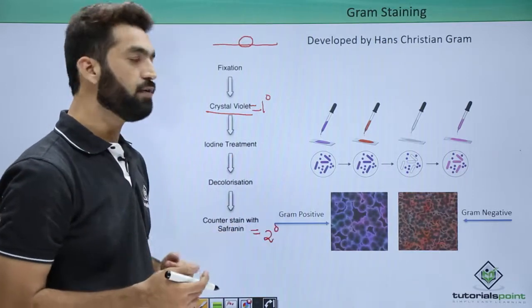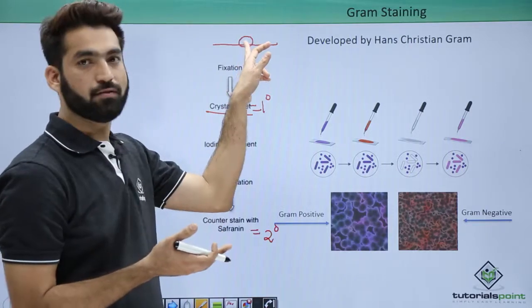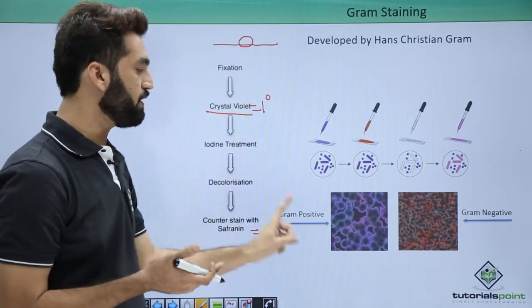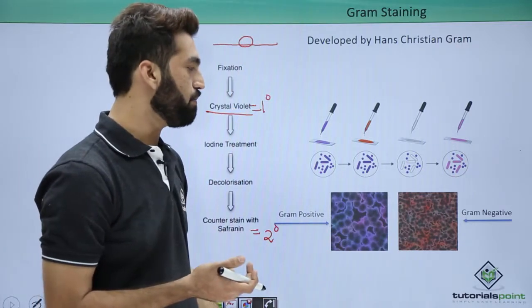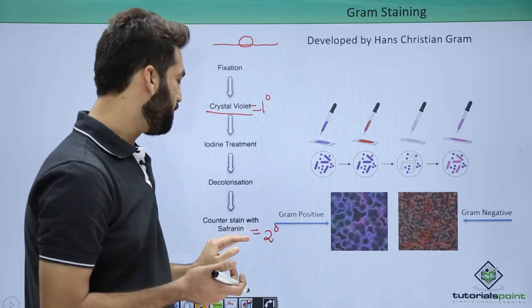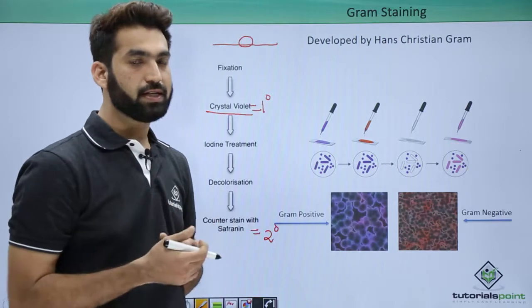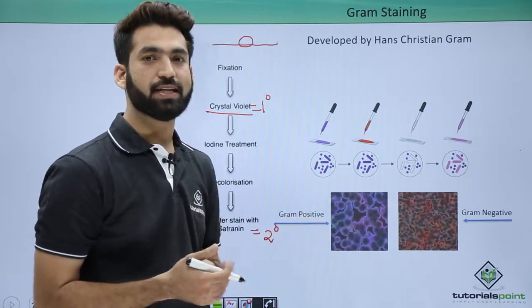Thereafter, you observe the bacteria colony on your slide under the microscope. If it looks purple blue, which is the crystal violet color, it is gram positive. If it takes up the safranin color, which is red pink, it is gram negative. Now we need to understand why gram positive takes this color and why gram negative takes that color.